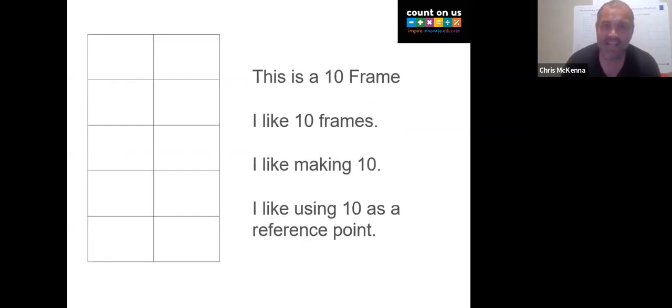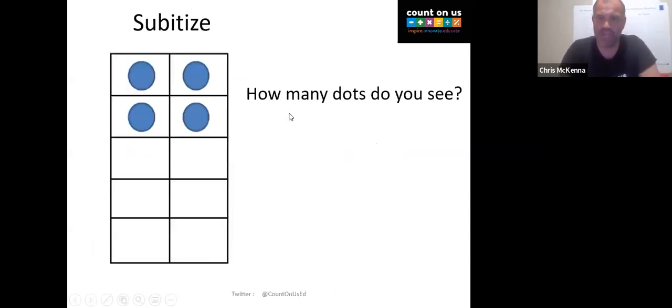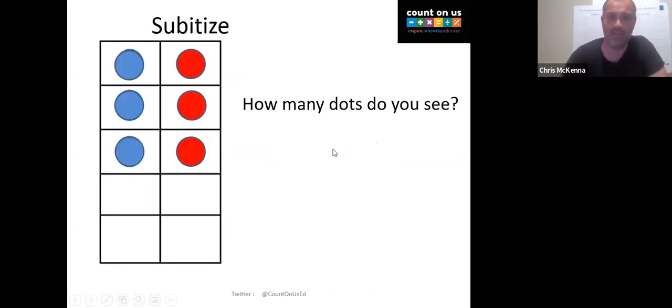This is a 10 frame. And I'll tell you something, I like 10 frames as well. I like making 10 and I like using 10 as a reference point. So after we build up all that knowledge using 5 frames, we can progress on to using a 10 frame. How many dots do you see now? Shout out the answer. The answer is 4. And I might ask you, how do you see it? How many dots do you see now? The answer is 6. How do you know there's 6?